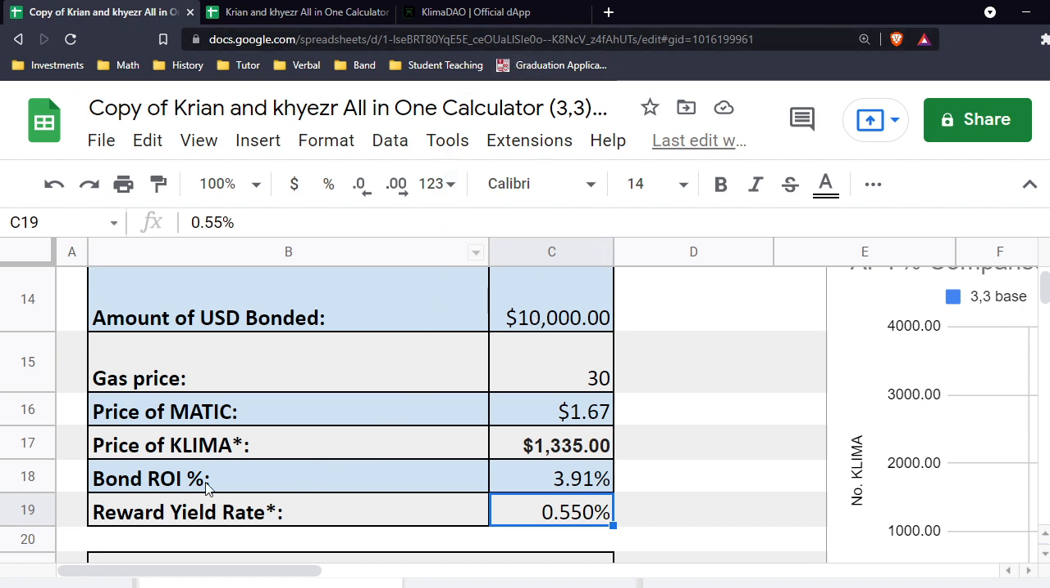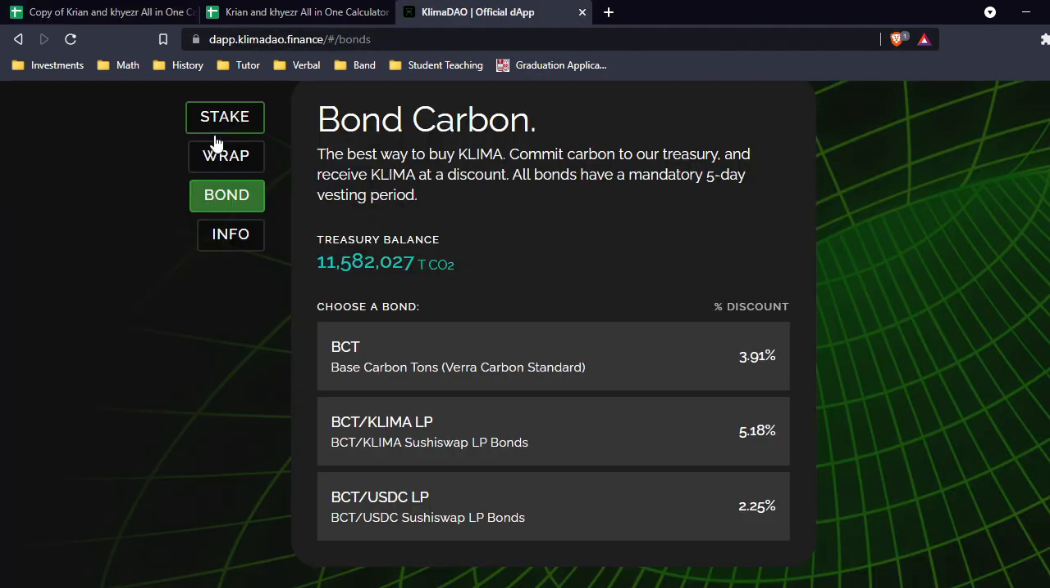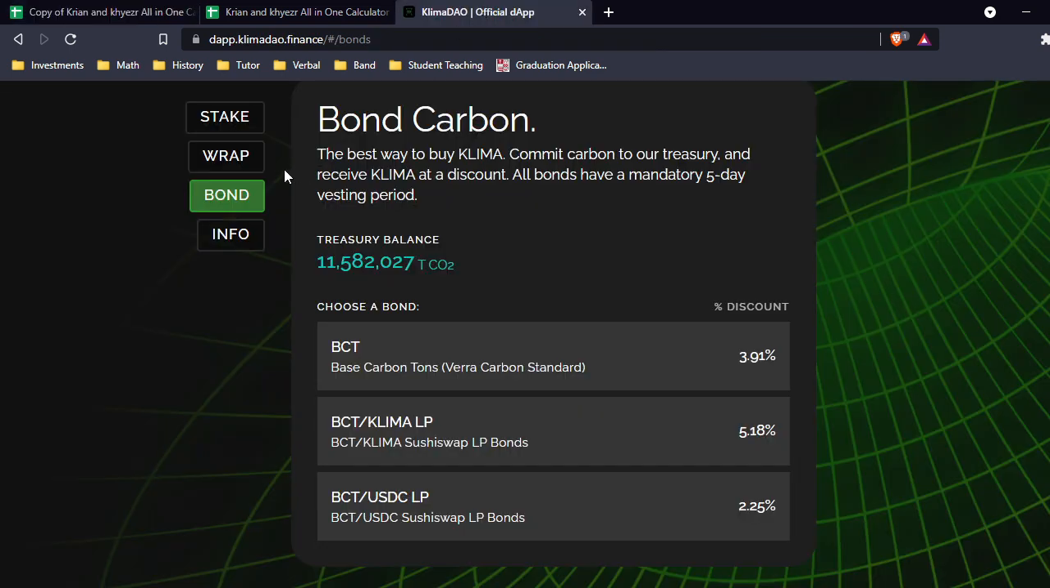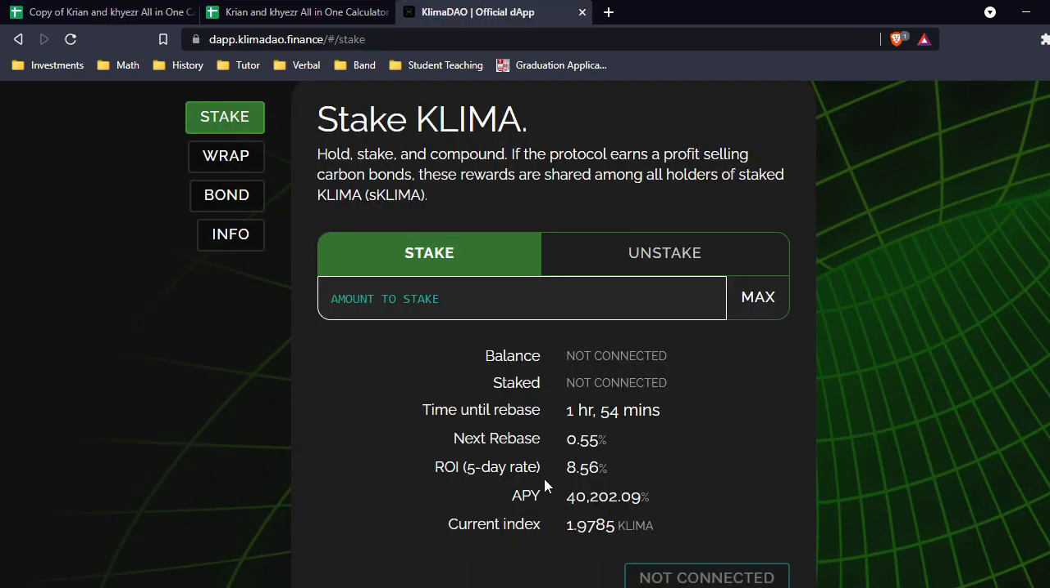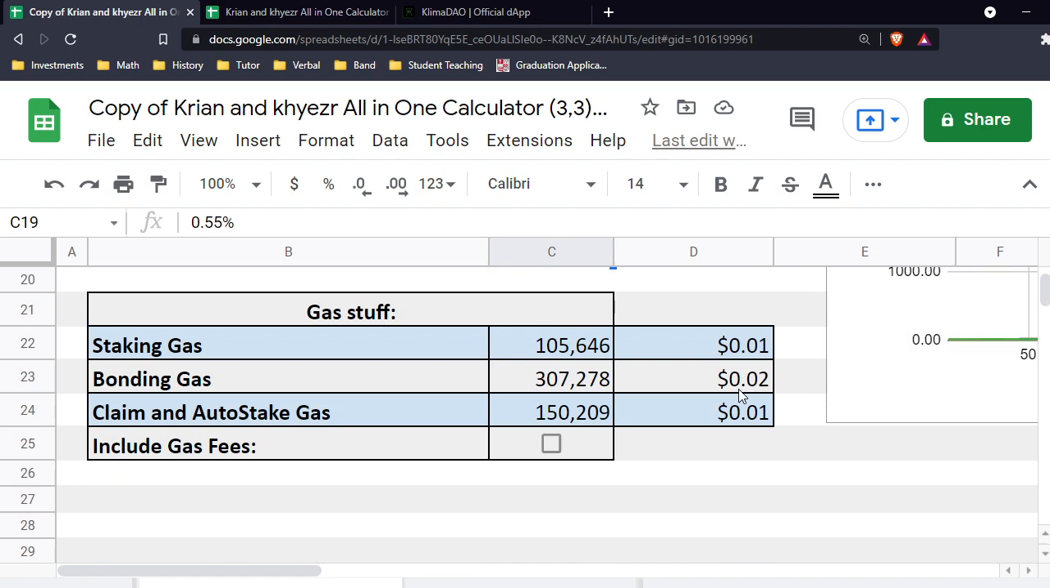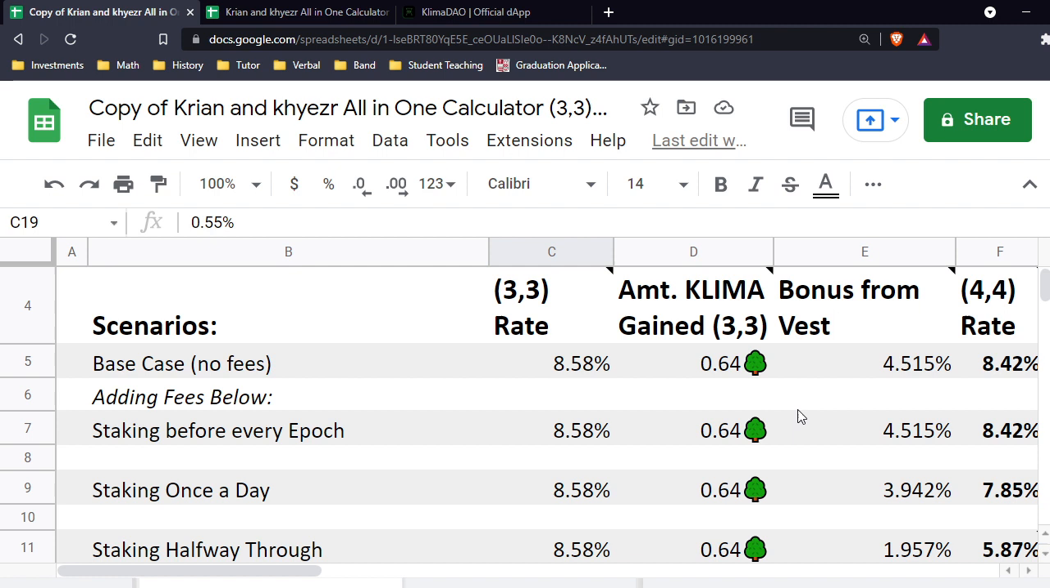Okay, so the bond ROI percentage, if you go to the DApp, I showed you that before. Right now it's 3.91%. This changes quite frequently, so make sure that you update it. The reward yield rate, you can find that by going to staking. And the next rebase percentage is your reward yield rate, 0.55%. Currently, this is going to be decreasing now that KIP 3 passed in the next couple days. I'm posting this on November 27th. And this gas stuff I'm leaving as is. Matic is so cheap, this is relatively negligible. I'm not too worried about this.